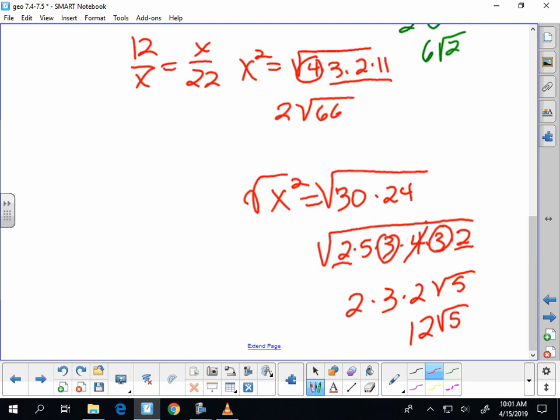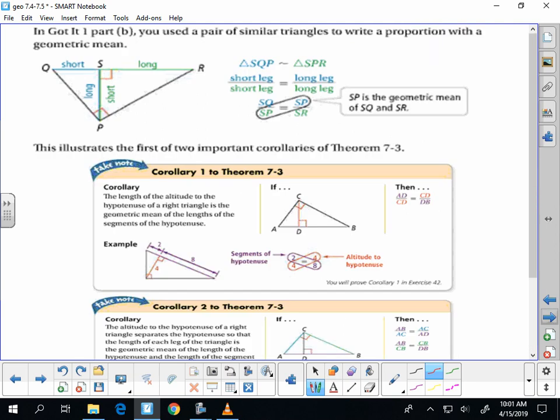Now, could we double check our answer by plugging that number in? 12 times square root of 5, and then plugging in square root of 30 times 24 and seeing if it's the same? Right, we could if you want to double check. So you're welcome to check your work, right? You can check it. Let's move on.